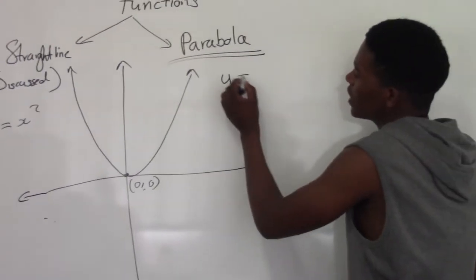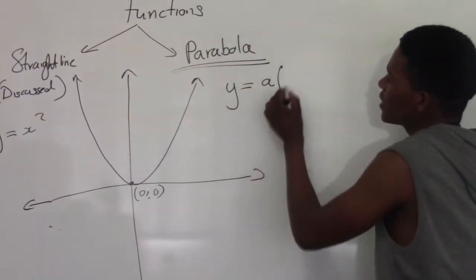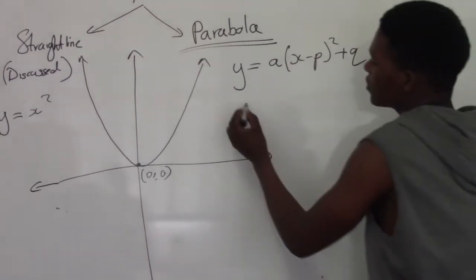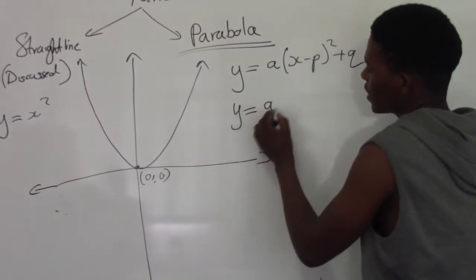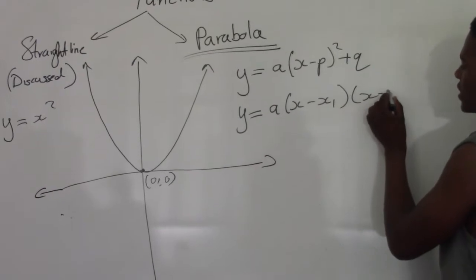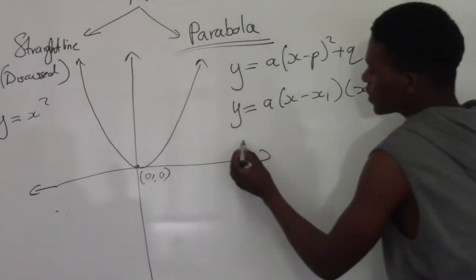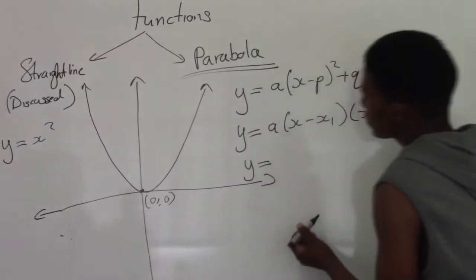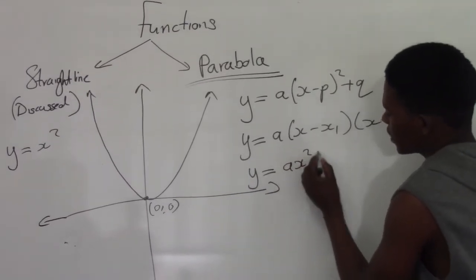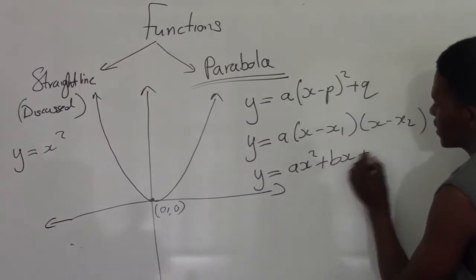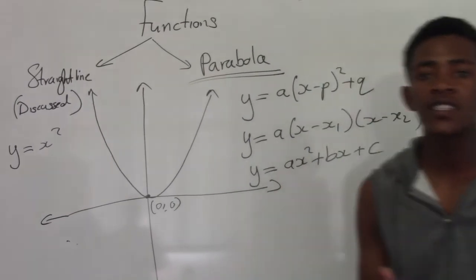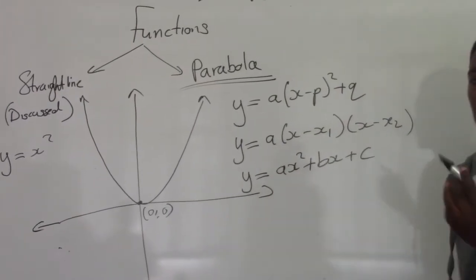In grade 11 we have 3 equations, which are y is equal to a(x minus p) squared plus q, and y is equal to a(x minus x1)(x minus x2), and then y is equal to ax squared plus bx plus c. These equations enable you to do a variety of things.